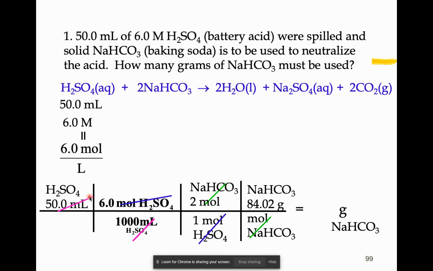So in our calculators, we can do the operation. That's 50 times 6 divided by 1000, times 2 divided by 1, times 84.02. So we will have an answer of 50.4 grams of sodium bicarbonate. So you need this mass of sodium bicarbonate to neutralize the acid.